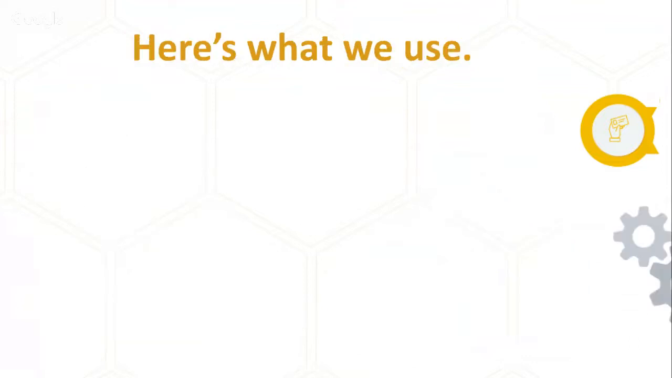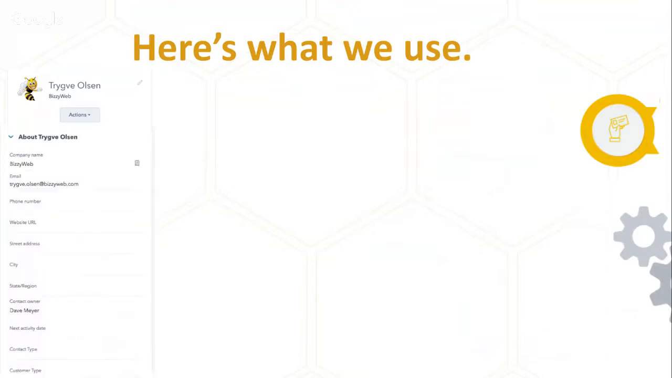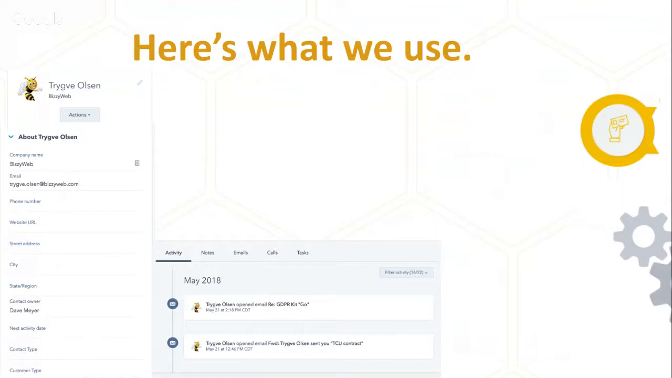So here's what we use at BizzyWeb. We use the HubSpot CRM, and I wanted to lay out what it looks like for you. It's got the name of the contact, the company. Sometimes it even pulls in a logo, and then it lays out exactly who that person is, what the name is, the email, the phone number, street address, who owns the contact, when's the next activity, what kind of contact is it, like is it a president, vice president, anything like that, and what kind of customer are they?